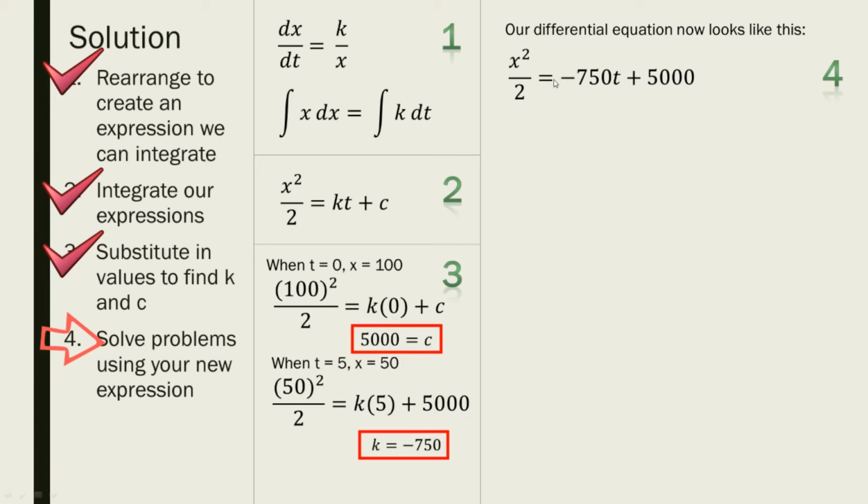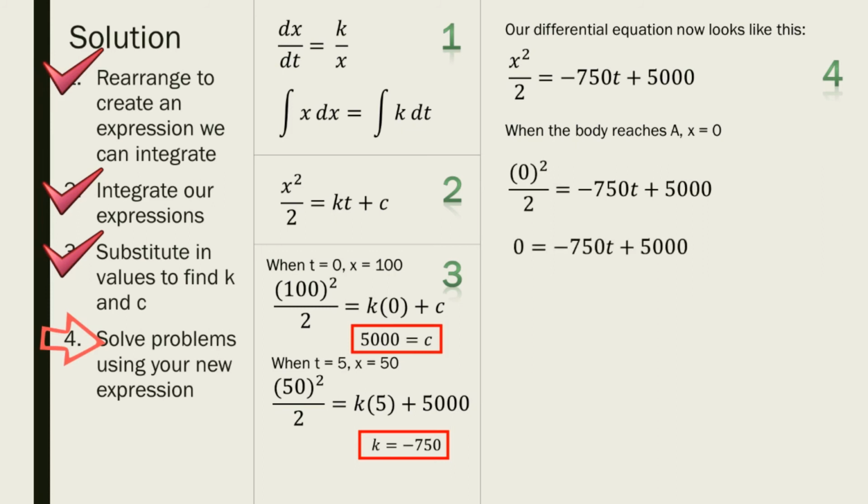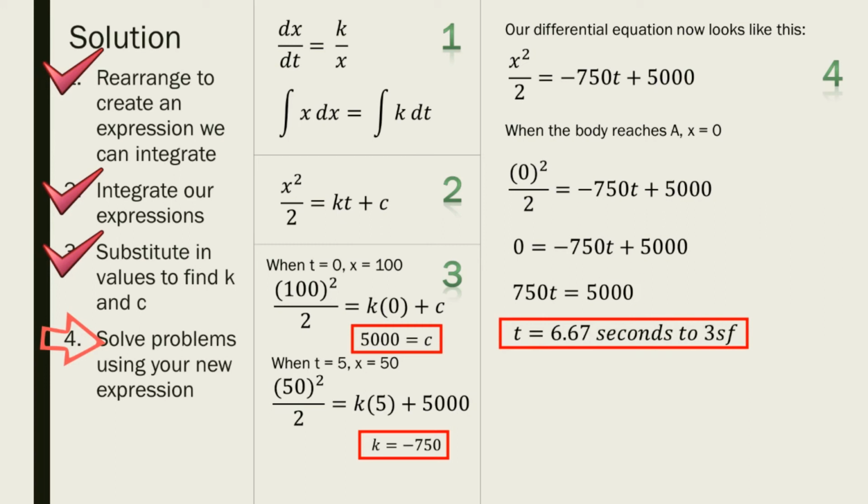We were told to find how long it takes for the body to reach A, and x is the distance from A. So when the body reaches A, x is going to equal 0, and we would have seen that from our diagram earlier. So we're going to put x equal to 0 into our expression. 0 squared divided by 2 will just give me nothing. And when I bring the minus 750t over to the left, I'll get 750t equals 5,000. t will equal 6.67 seconds to three significant figures. And that is our question. Done.